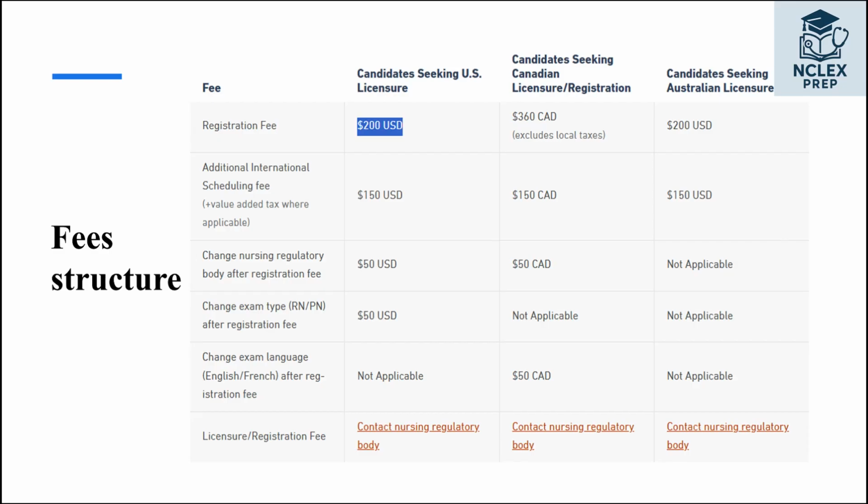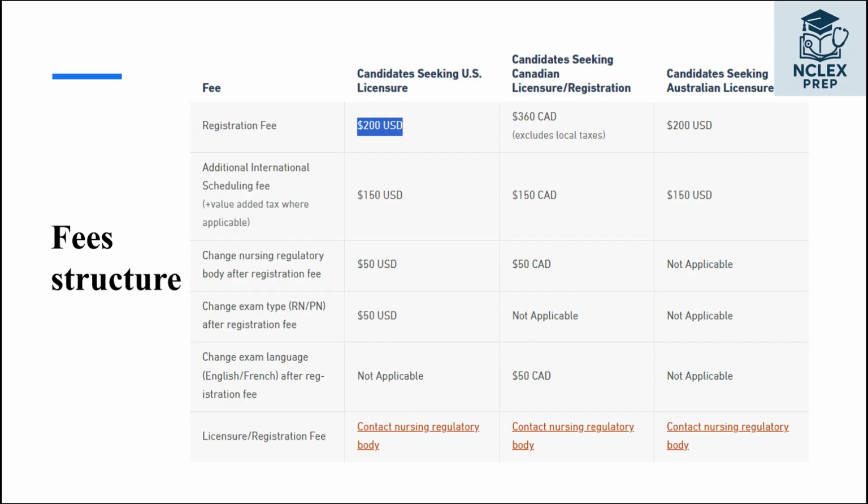Next is the additional international scheduling fee. If you are taking the exam for the nursing regulatory body of Canada and you are giving the exam in India, you need to pay an extra $150 as an international scheduling fee. In my scenario, I gave the examination from Canada, but the nursing regulatory body which I had selected first belonged to the US, so I needed to pay $150 extra for the international scheduling fees.